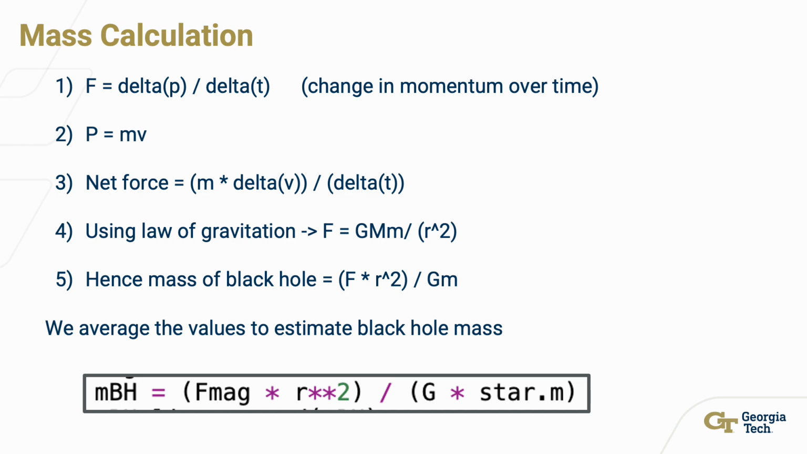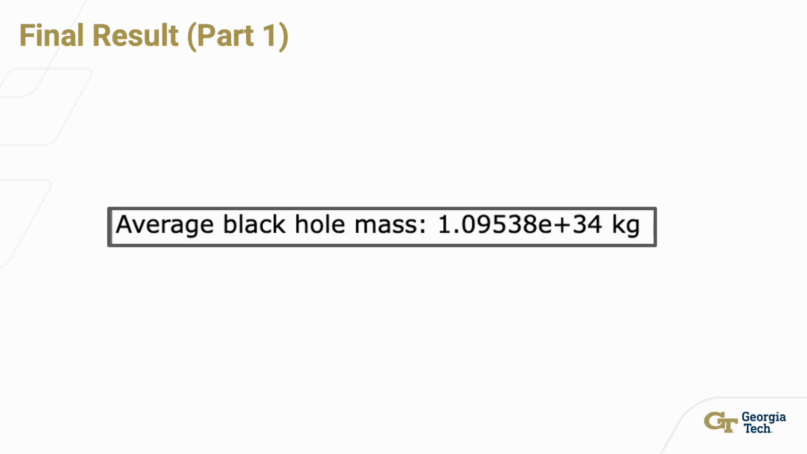On the bottom of this slide, we can also see the actual screenshot from GlowScript, which puts this formula into practice. The final result, as we discussed, is the average black hole mass. A word of caution: this is the average mass, which means there were a bunch of values, and after the simulation was complete, the average of those mass values was calculated and displayed.